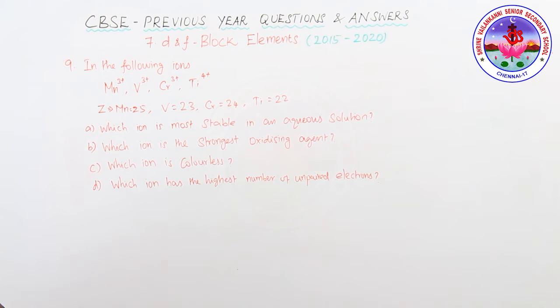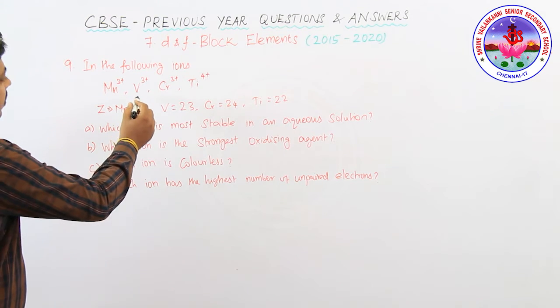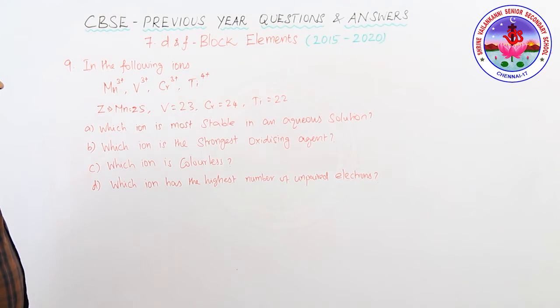The next question: the following ions Mn3+, vanadium 3+, chromium 3+ and titanium 4+ are given.